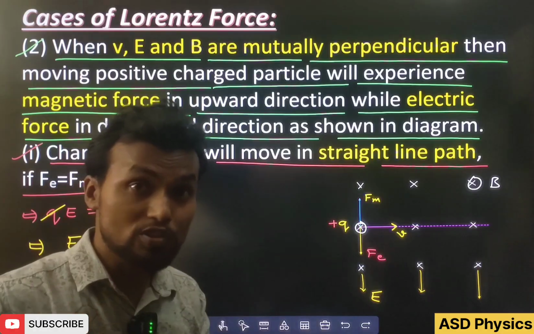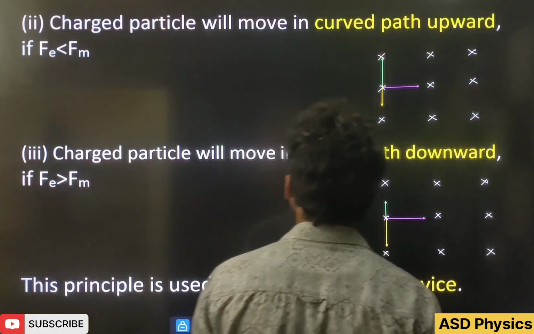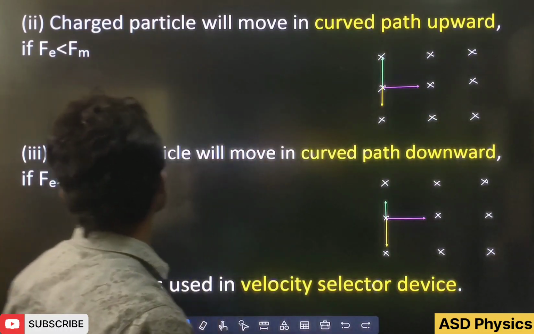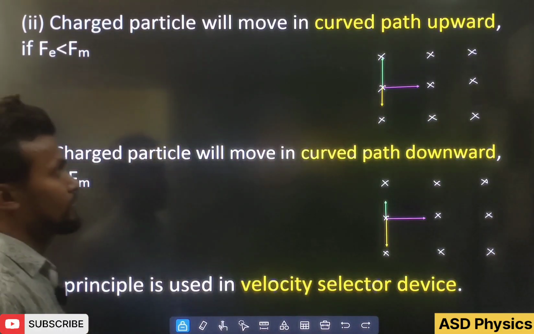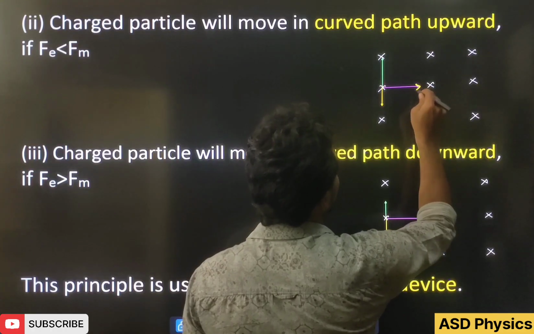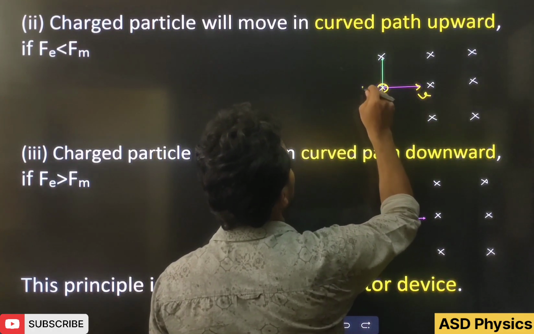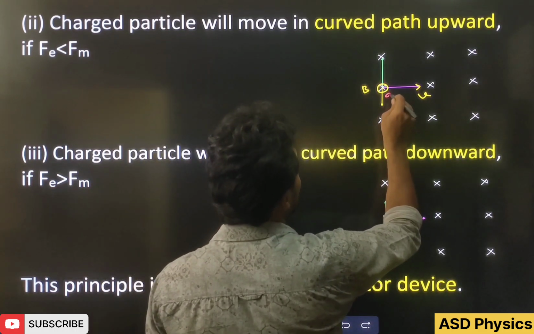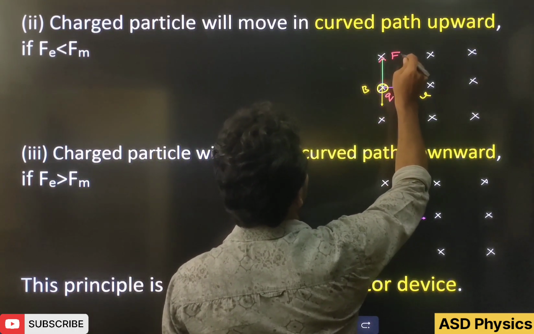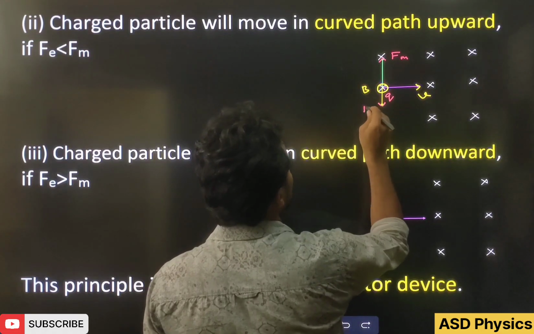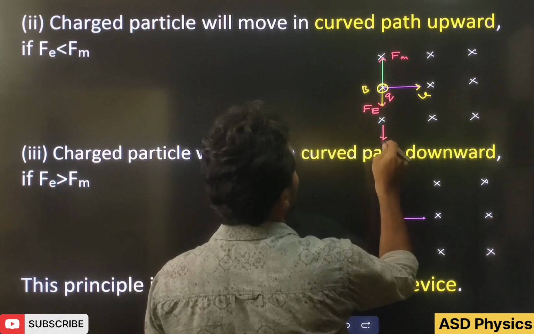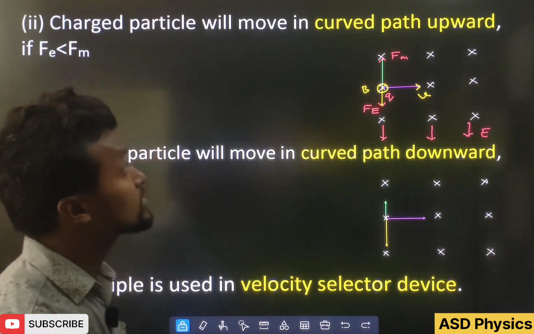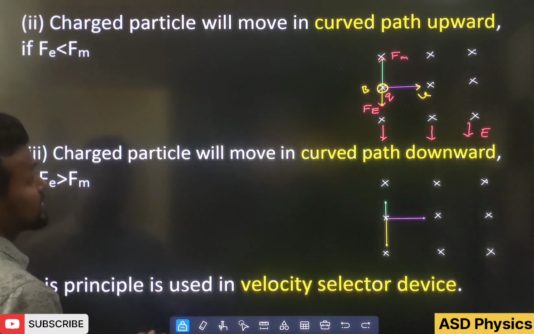But let's take if in case the force is not balanced, in that situation what will happen? Let's take here case 2. Charge particle will move in curved path upward if Fe is less than Fm. You can see very well, I have told you very well, no? This is the velocity and magnetic field anyhow inside the board. So magnetic force in which direction? Which charge particle is there? Anyhow positive. So this is the direction of magnetic force, and this is the direction of electrostatic force, because we have applied the electric field in a downward direction. So see which arrow is the more? You can see Fm is more, Fe is less.